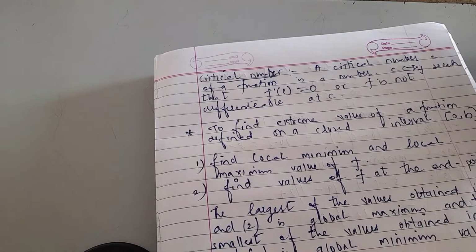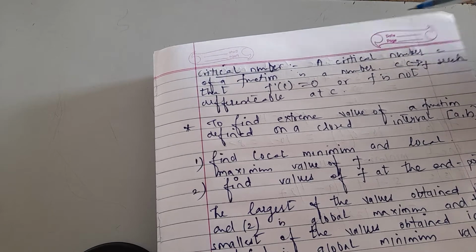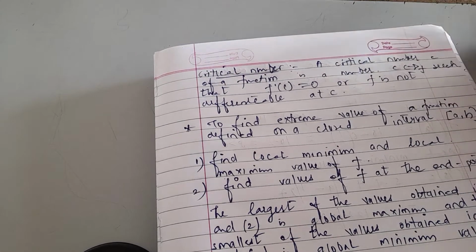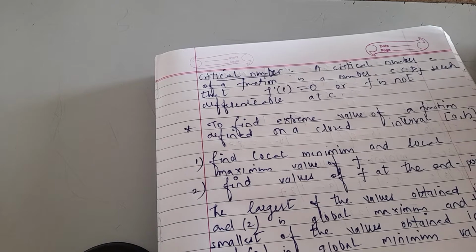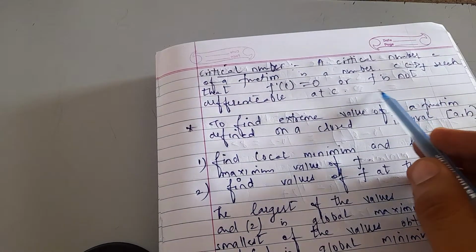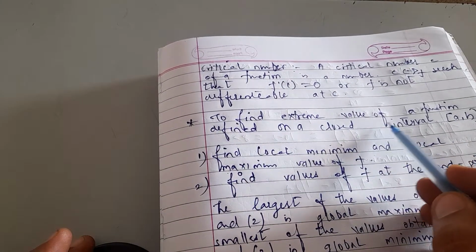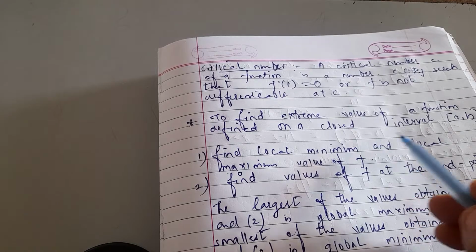Critical number. A critical number, that is c, of a function is a number that belongs to the domain of the function such that f dash of c equal to 0, or we can say that the function is not differentiable at c. To find the extreme value of a function, it is defined in the closed interval [a, b].